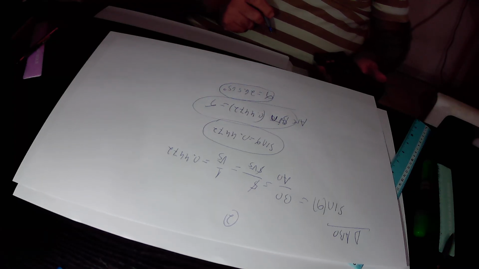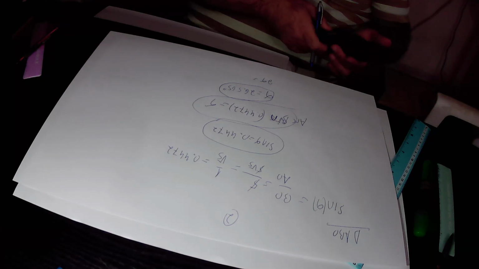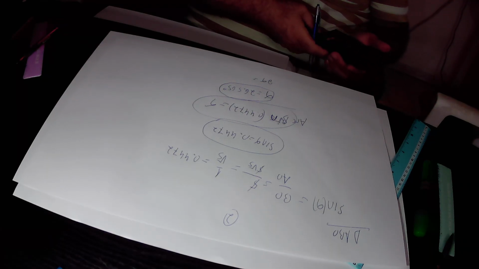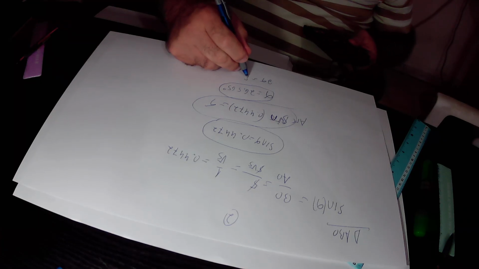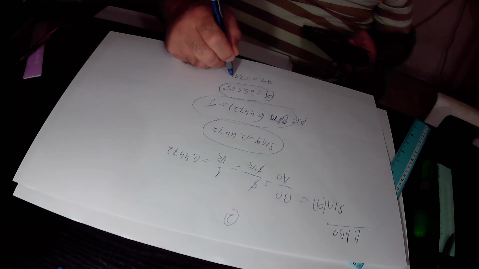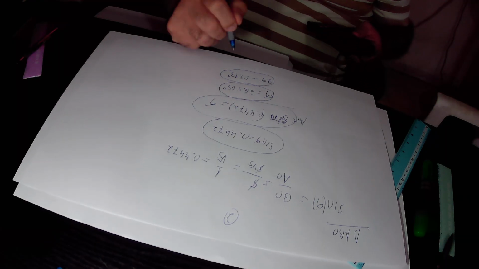And what is the value of 2 alpha? 2 alpha equals 53.13 degrees.